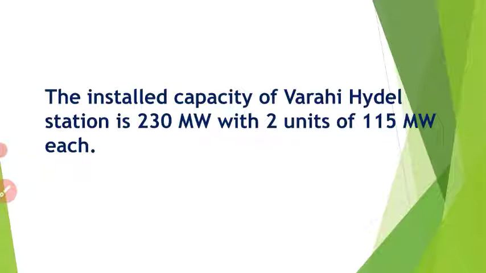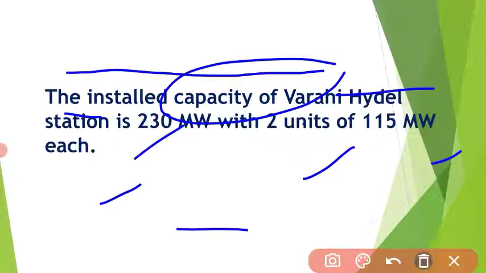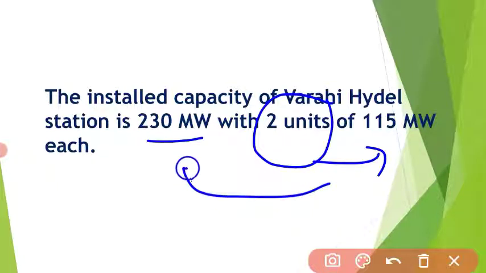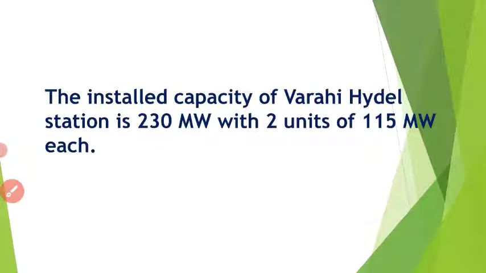Here my discussion topic is installed capacity. The installed capacity of the Varahi hydel station is 230 megawatt. How many units are there? Two units, each generating 115 megawatt, that is 115 multiplied by 2 units, which makes 230 megawatt.